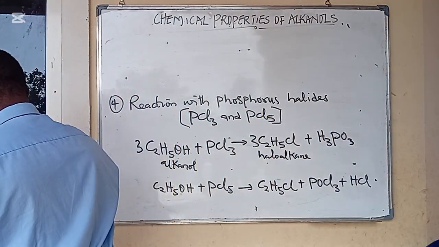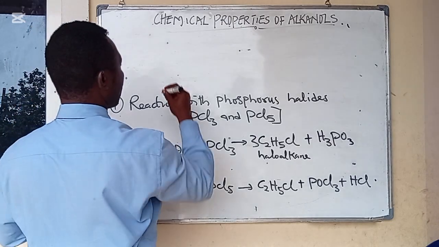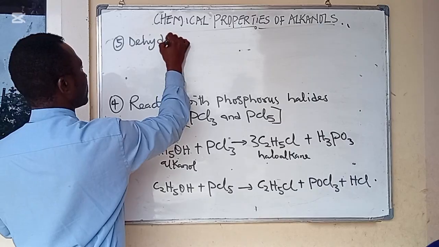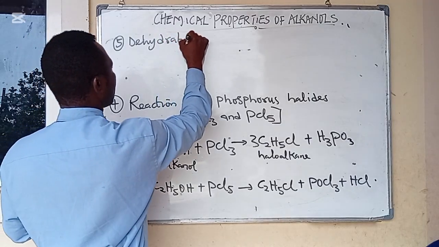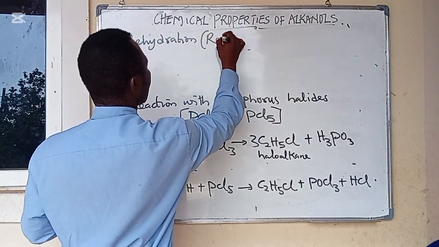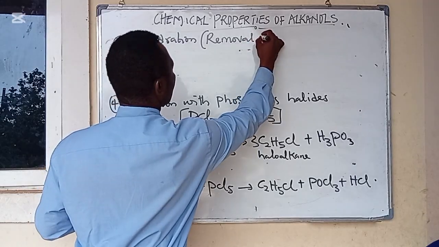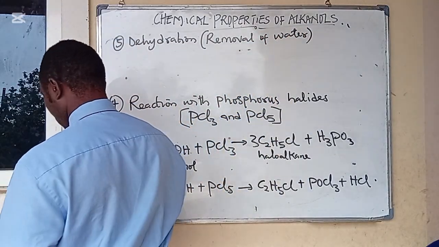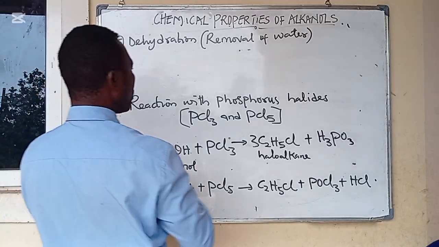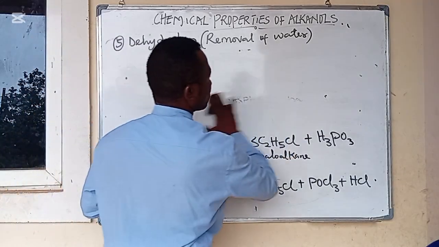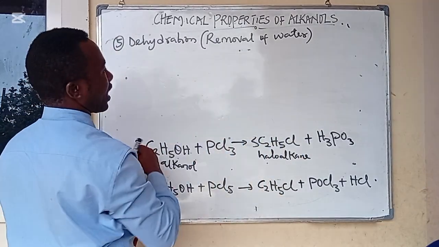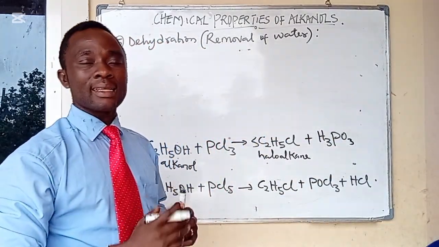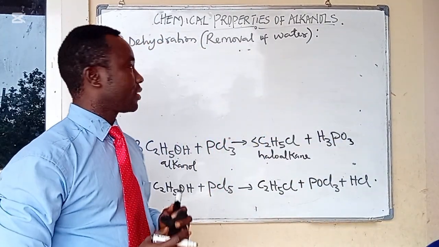Then we also have the fifth reaction of alkanol, number 5, which is dehydration. Dehydration is the removal of water. So when you remove water from alkanols, you will get alkenes. So alkanols are dehydrated to produce alkenes.